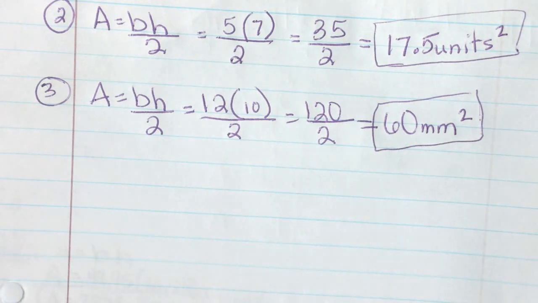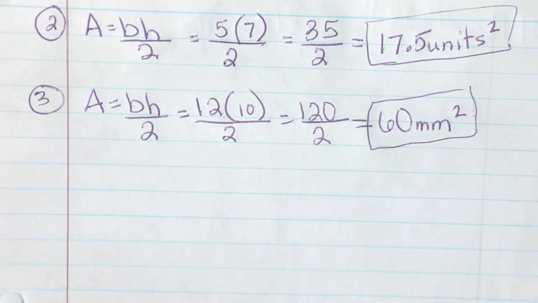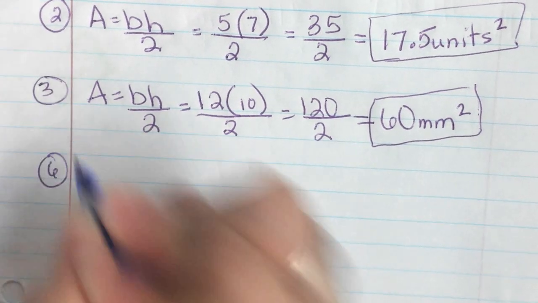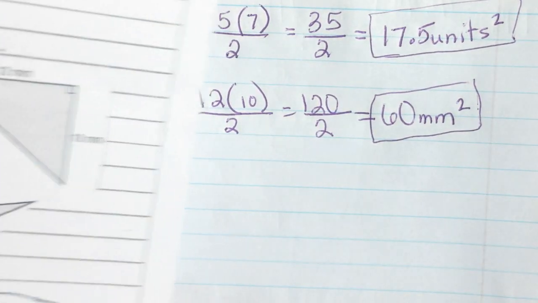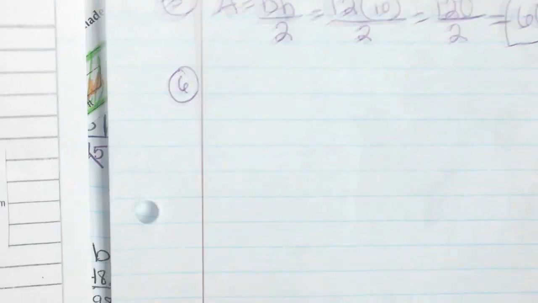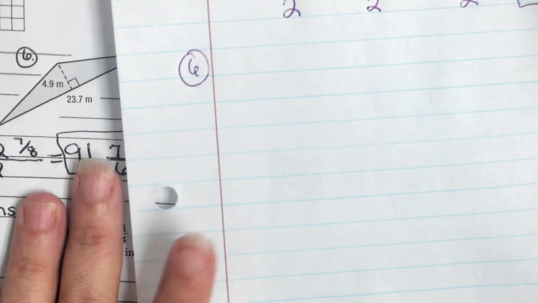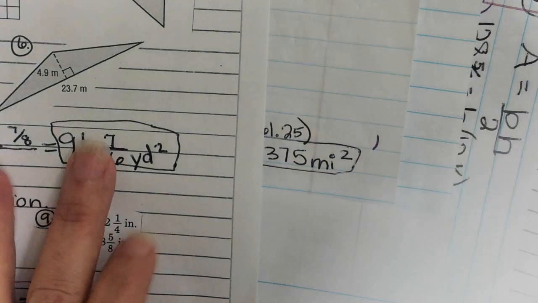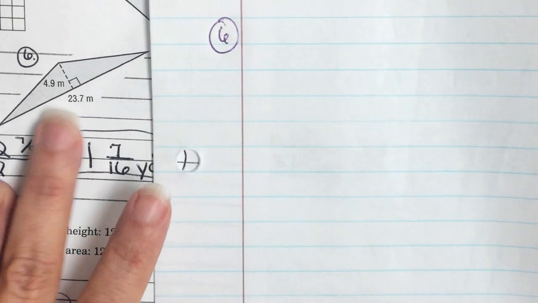Okay, now I'm going to do number 6. So number 6 is the big obtuse triangle. Like we already did the other ones. If I skip the number, we already did it. Oh, there is no 4. It's okay. Math teacher skipping numbers. Isn't that awesome?